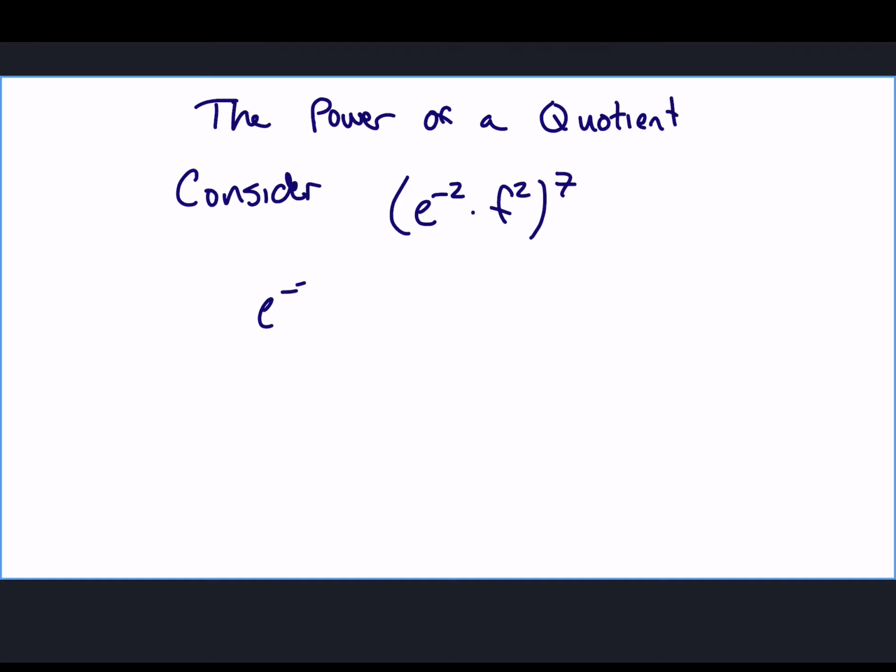So we'll have e to the negative 2 times 7 times f to the 2 times 7. And then when we multiply those exponents together, what do we get? E to the negative 14 times f to the positive 14. So we have a negative exponent. We can't leave that in our final answer.